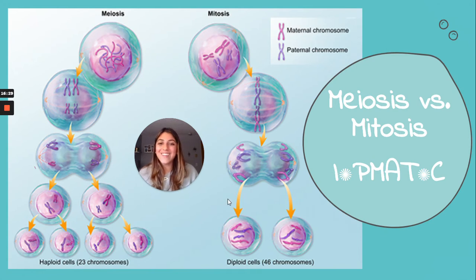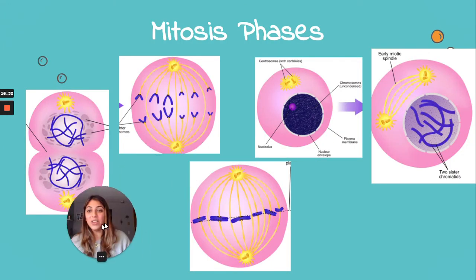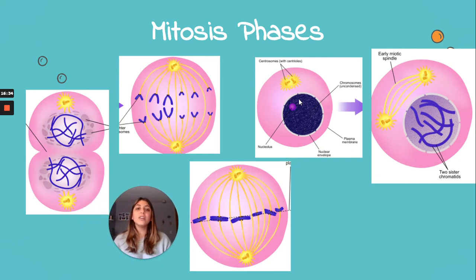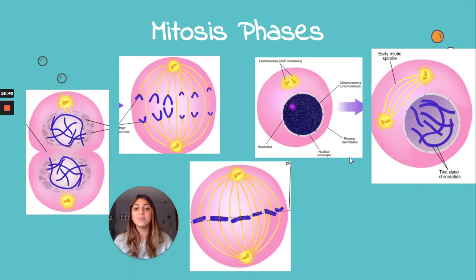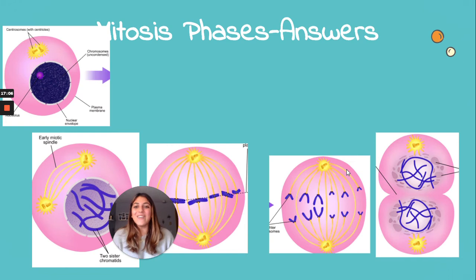Okay, but now you get to do the fun part. On your copy, you are going to get a screen like this, and I want you to go ahead and practice putting the images of mitosis in order. So what is interphase, prophase, metaphase, anaphase, telophase, cytokinesis? You can pause this video, try it on your own, and come back after a couple minutes to see if you got it right. Okay, so if you're coming back, here are the answers.